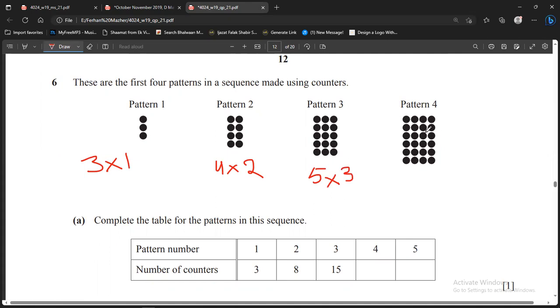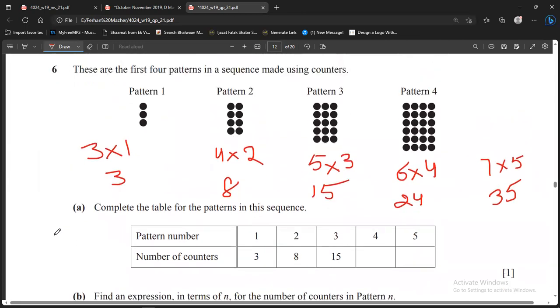Here we have 1, 2, 3, 4, 5, 6. 6 rows and 4 columns. You see, the number of rows are increasing by 1 and the number of columns are also increasing by 1. Okay. So how many counters are there? There are 3 counters. There are 8 counters. There are 15 counters. Here we have 24 counters. And the next term will be, I think, 7 multiply 5 in the pattern 5. So you will have 35 counters.